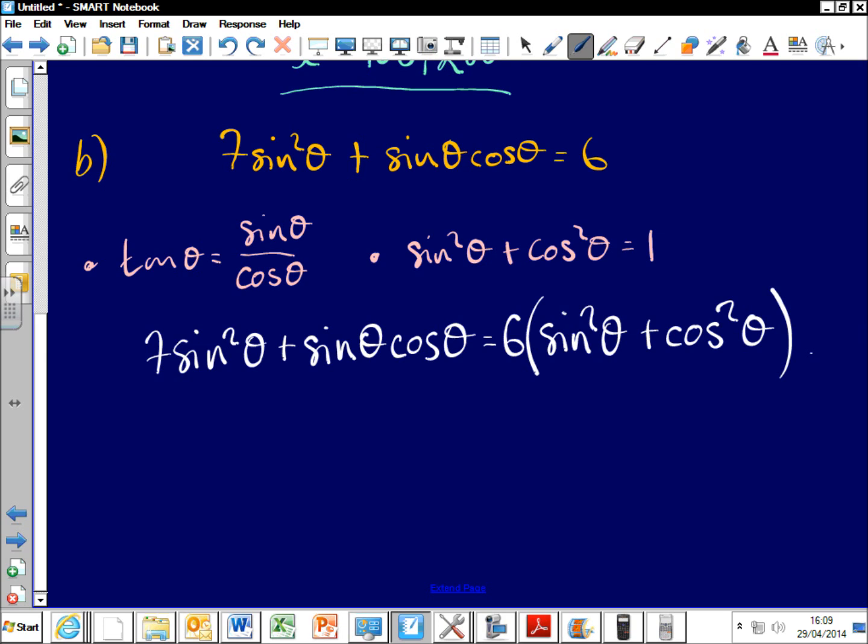Okay, can you see that? Am I allowed to do that? Yeah. Why am I allowed to do that? Because that's just 1 over here. So I see the 6 on its own, and rather than just write it as 6, I'm writing it as 6 times 1. Okay? But the 1 I'm going to write like that. Now if I multiply this all out and rearrange it, I should get to where I was. So let's have a look.